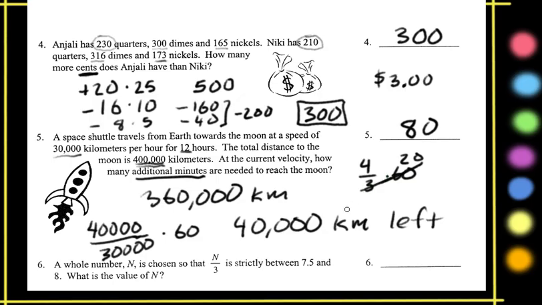All right. Next one says a whole number n is chosen so that n over 3 is strictly between... Uh-oh. Somebody's calling me. I'm going to pause.